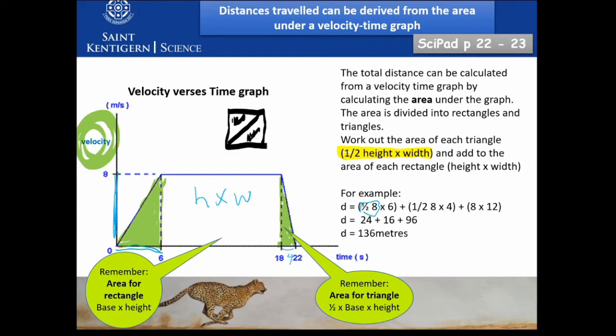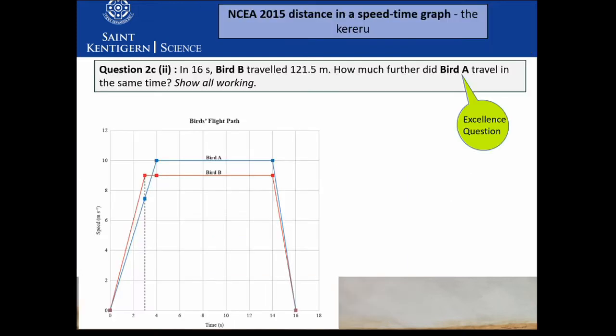So let's have a look at some actual examples. Remember the kereru that was flying, the wood pigeon? We can see that they give us the information in 16 seconds. Bird B traveled 121 meters, so from 0 all the way through to 16. How much further did bird A travel in the same time? If you know that bird B was 121 and bird A traveled for the same 16 seconds, but he went faster, even though he accelerated slower, how much further did bird A go?